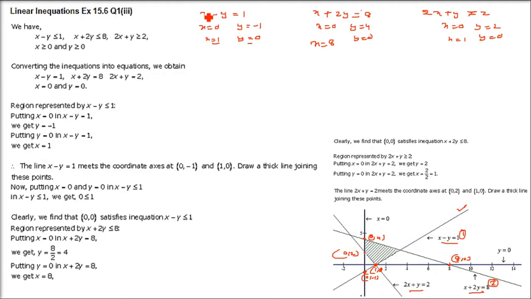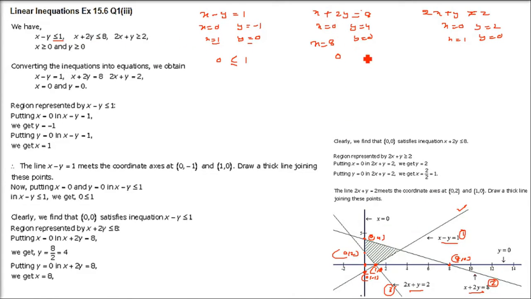Now put 0, 0, because we want to see whether the origin is on the below side or the upper side. So x is 0, y is 0. 0 is less than or equal to 1. Yes, 0 is less than or equal to 1. So for the first line, 0, 0 lies in the solution. So we have to take the upper portion. 0 is in the solution, so we have to take the upper portion, this portion, right? Upar wala jagah lene hai.